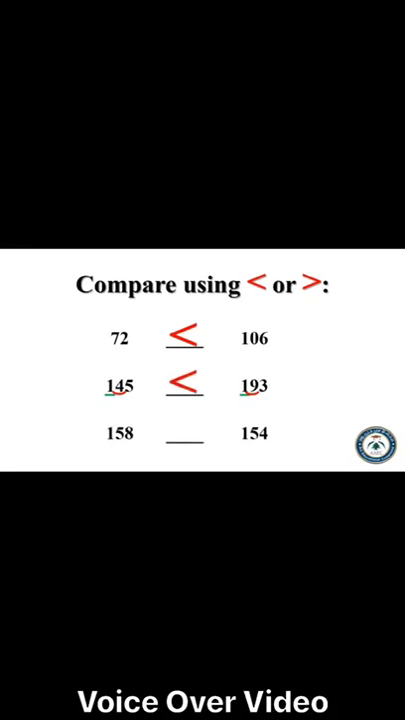158 and 154, both numbers start with the same digit, which is 1. Uh-oh, but also the second digit is the same. So I look at the third digit. Here I have 8 and here I have 4. So the crocodile, of course, will eat the 8.